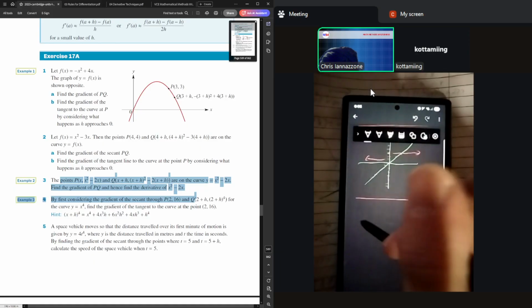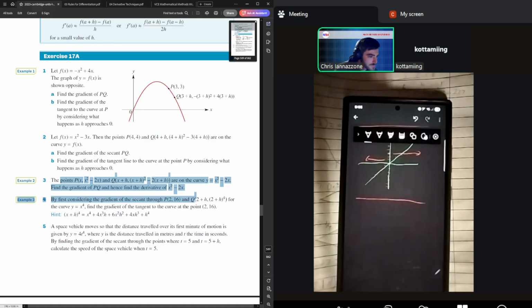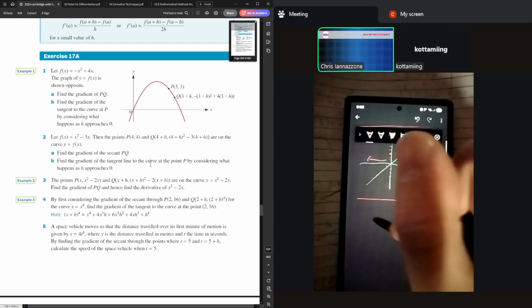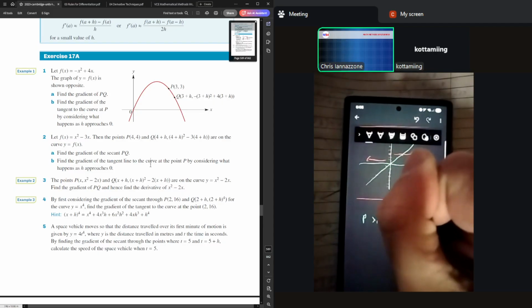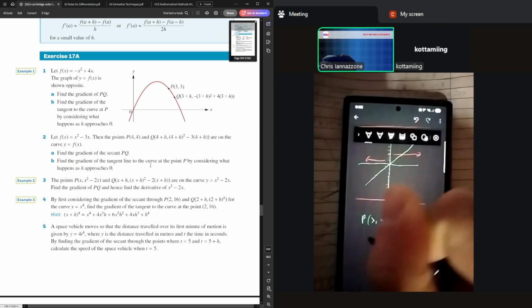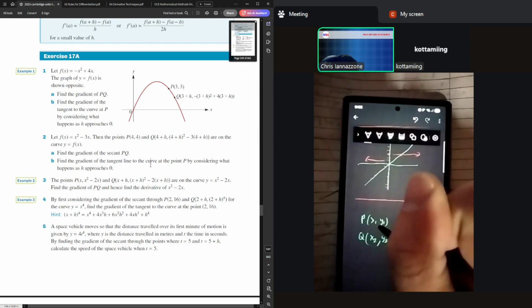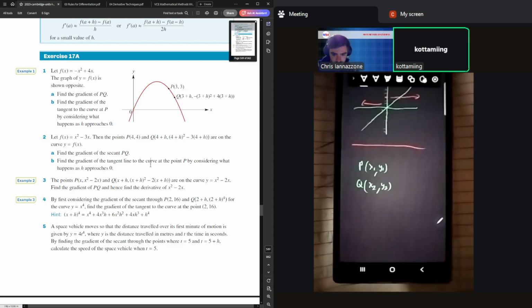Okay. So we are going to do, as suggested, y2 take y1 on x2 take x1. So gradient, that's the first part. Find gradient of PQ. So gradient of PQ means you have the point P, x1, y1, and then you have the point Q. We'll call that one x2, y2. Sound fair so far? Yep.